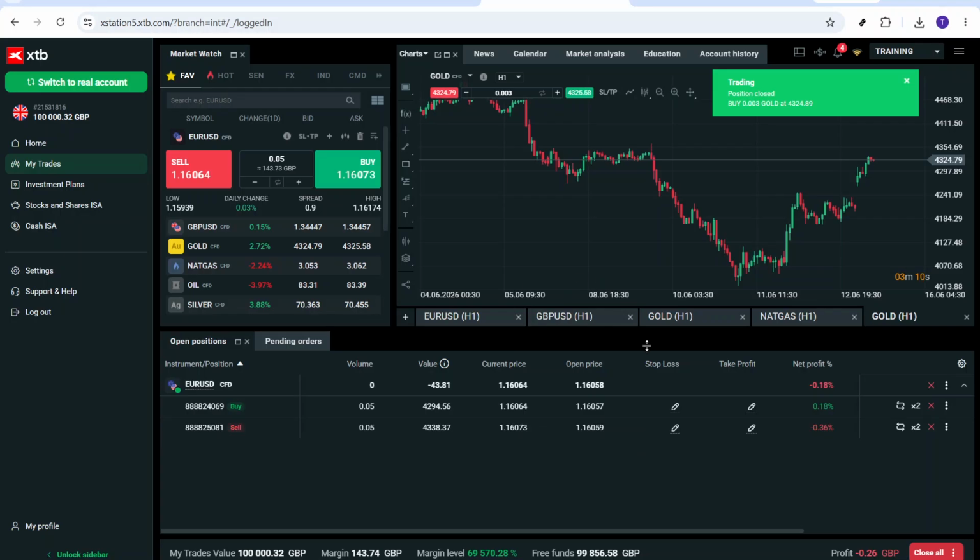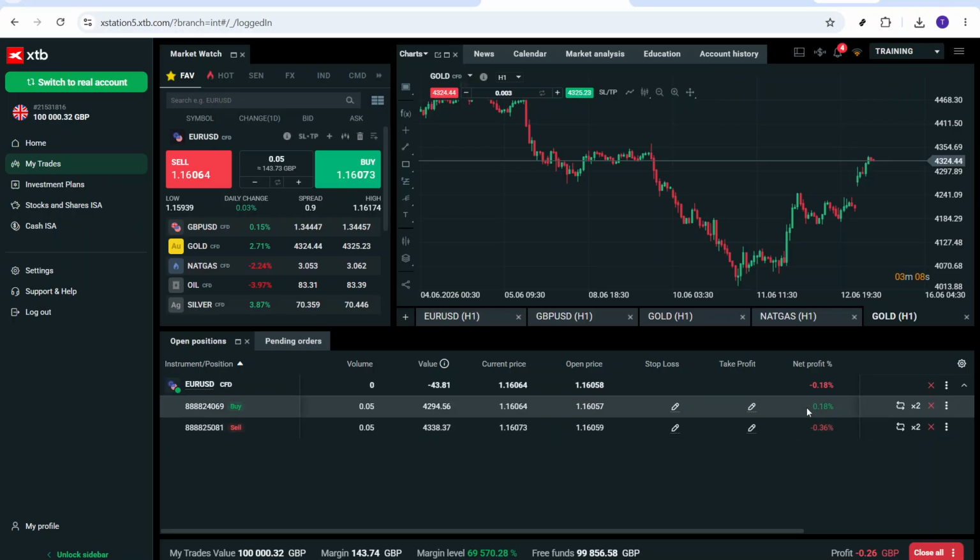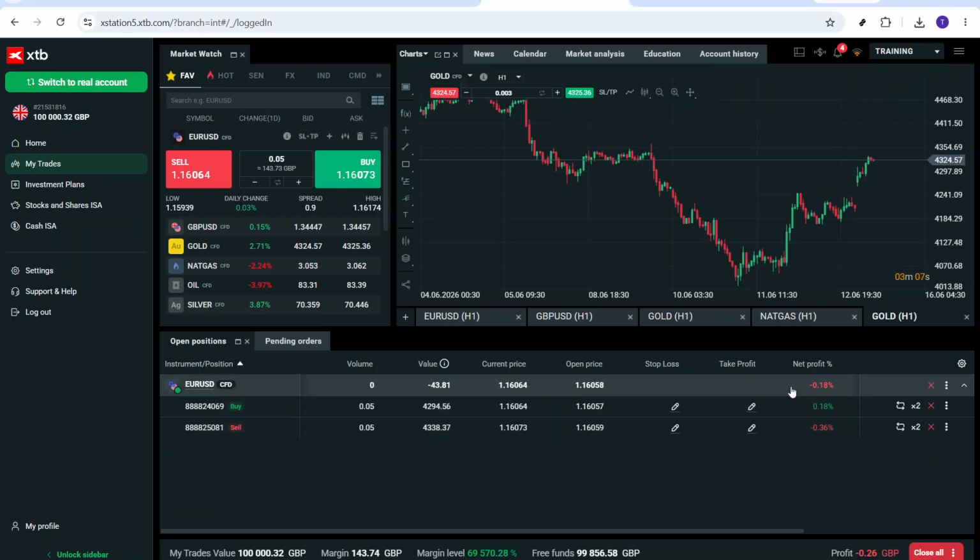I hope this guide has provided you with a clear understanding of how to sell on XTB. Whether you're trading Forex, indices, or commodities, following these steps will help you navigate the world of CFDs effectively.